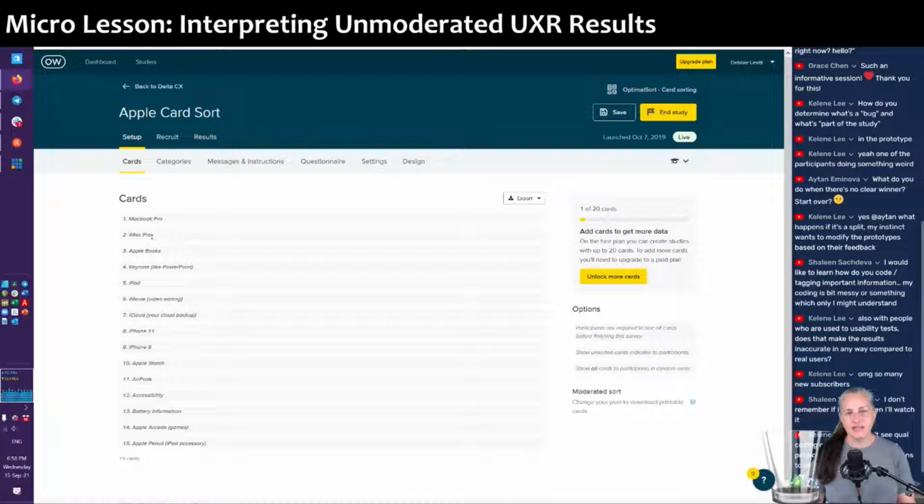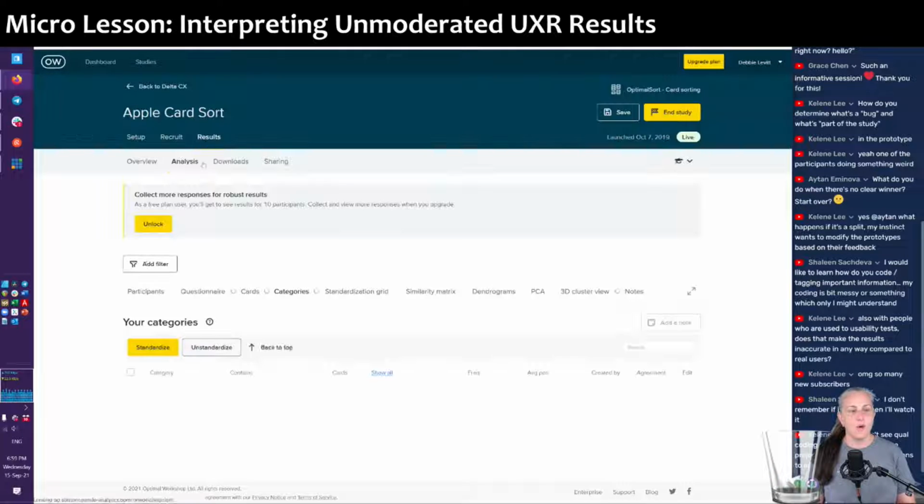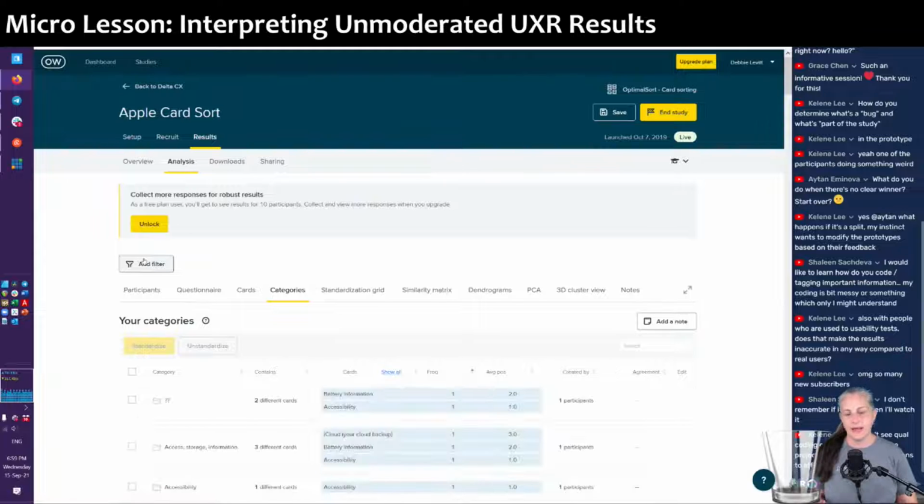So I took some of the things off the apple.com website from what might be 2018, 2019. I just picked 15 things so that they didn't have to card sort 30 things. And so it's MacBook and iMac, Apple Books, Keynote, iPad, iMovie, iCloud, iPhone 11, iPhone 8, Apple Watch, AirPods, accessibility, battery information, Apple Arcade, and Apple Pencil. And so what were the results? Now, we talked last week about what is a card sort and how do we set it up.